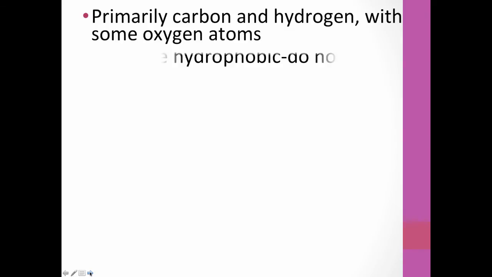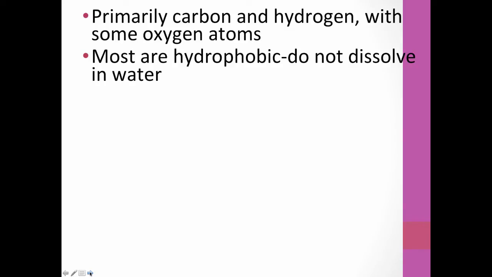Okay, so this is the second of 4 macromolecules screencasts that you need to watch. Now we're going to look at lipids. So lipids are primarily carbon and hydrogen. They do have a few oxygen atoms in them. Because they're primarily hydrogen and carbon, and if you think back to our intro to the chemistry unit, we know that those are hydrophobic molecules. They don't dissolve in water.